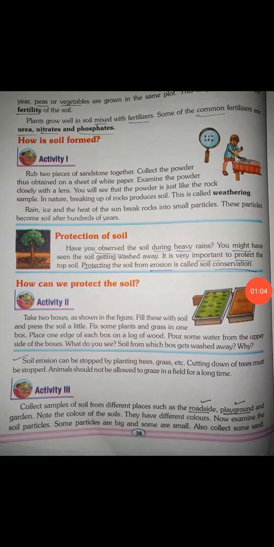So in activity 2, it's explaining how to protect the soil, and that too topsoil. Soil erosion can be stopped by planting trees, grass. In the second activity, you can see clearly and do this activity at home.